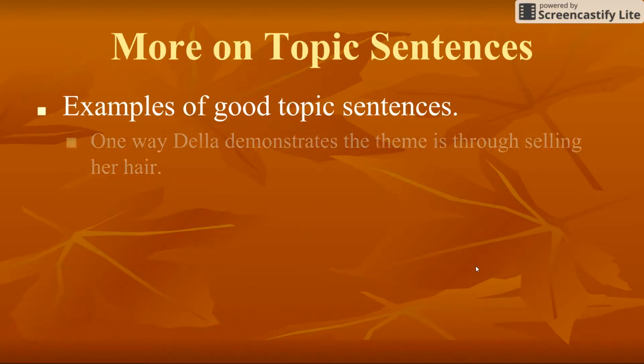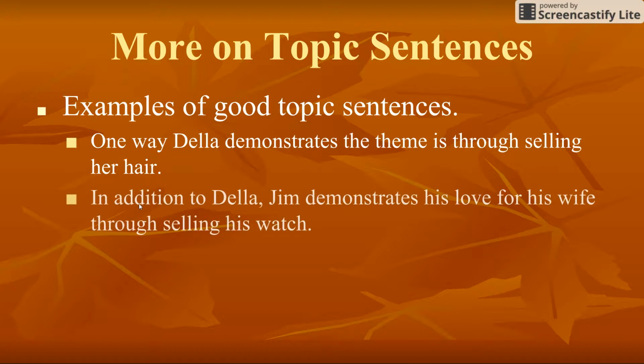So here are some examples. One way Della demonstrates the theme is through selling her hair. Short, sweet, to the point. We know it's about Della. We know it's about theme. We know we're going to talk about her selling her hair.